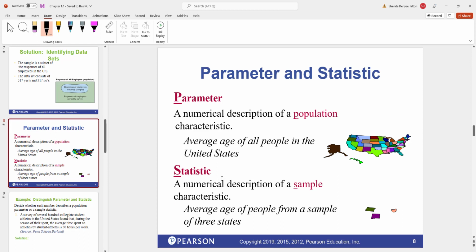Now let's talk about parameter and statistic. A parameter is a numerical description of a population characteristic. For example, the average age of all people in the U.S. A statistic is a numerical description of a sample characteristic. The average age of people from a sample of 3 states. Okay, so we know there's 50 states, but we only looked at 3 states. So we took a sample of 3. Whereas the average age of all people in the U.S., that's looking at everyone in the United States.